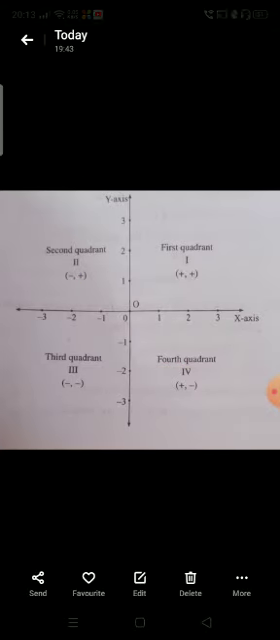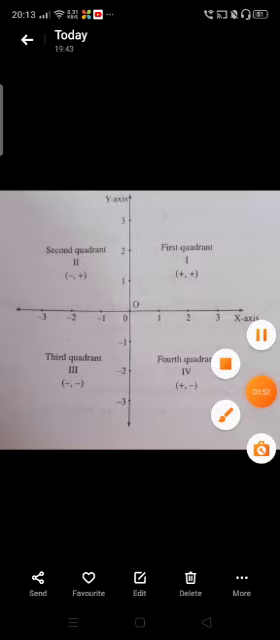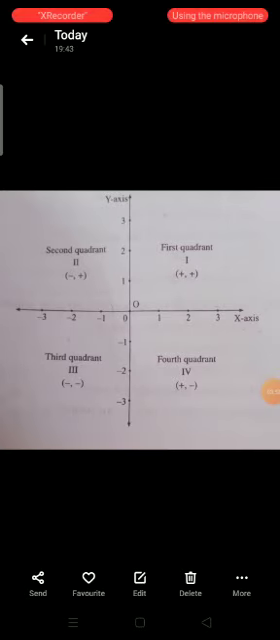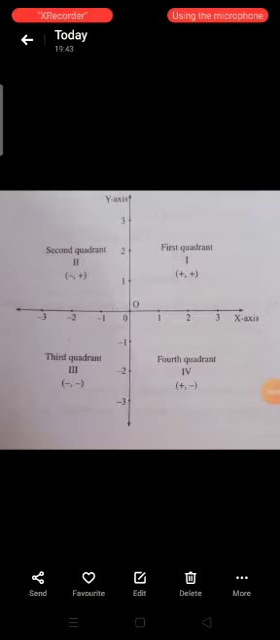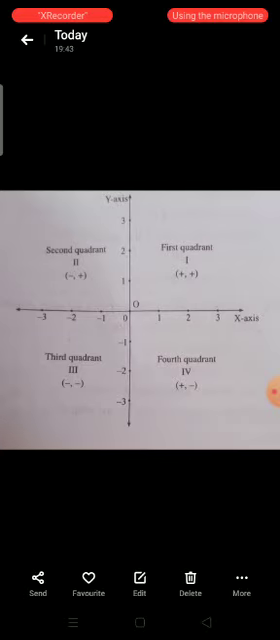So this is nothing but the quadrants: first quadrant, second quadrant, third quadrant, and fourth quadrant. Till now it is clear what is axis, what is origin, and what is quadrant. Now we are going to see how the points lie on the quadrants.